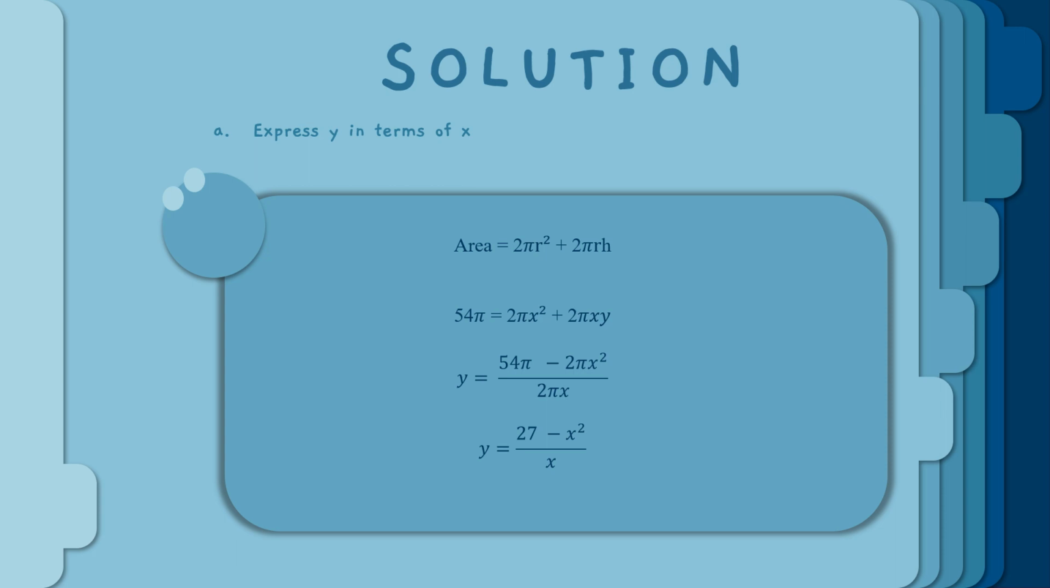The solution of A is to express y in terms of x. Area equals 2 pi r squared plus 2 pi r h, so 54 pi equals 2 pi x squared plus 2 pi x y. y equals 54 pi minus 2 pi x squared over 2 pi x, and the answer is y equals 27 minus x squared over x.